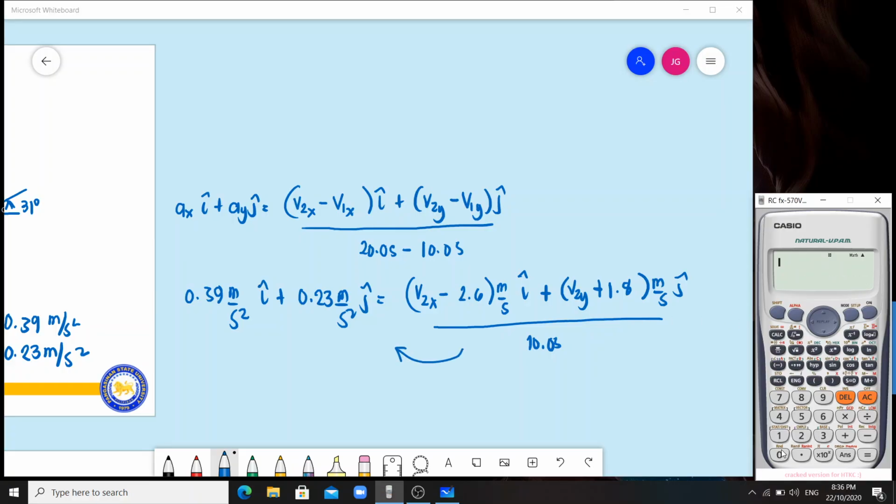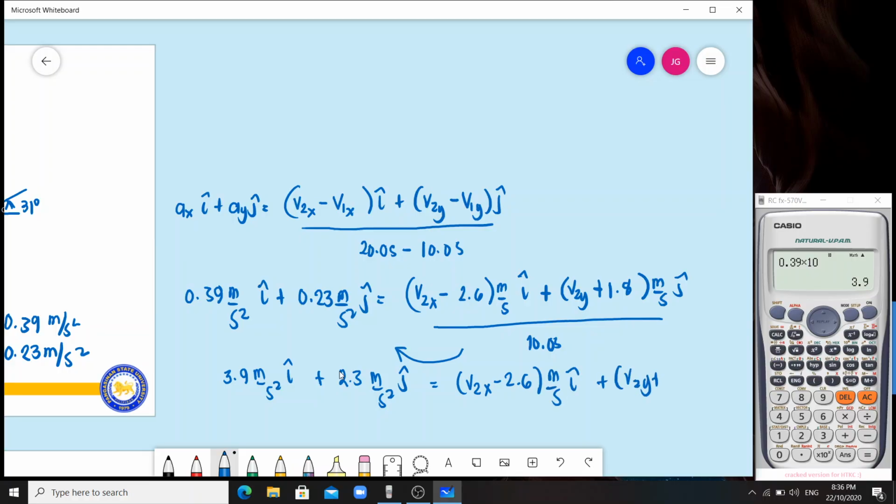So, multiply lang natin tong time doon, okay? So, 0.39 times 10, okay? 3.9 meter per second squared I plus 2.3 meter per second squared J equals V2X minus 2.6 meter per second I plus V2Y plus 1.8 meter per second J.